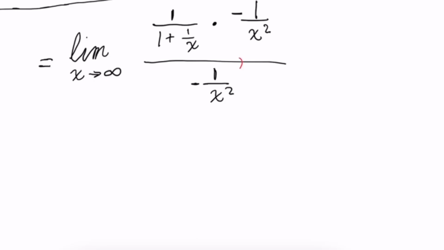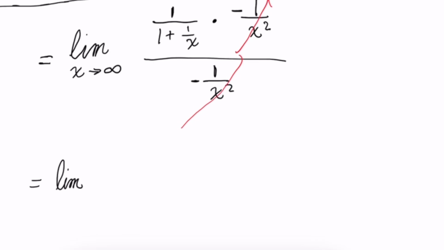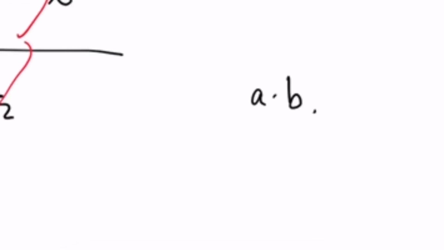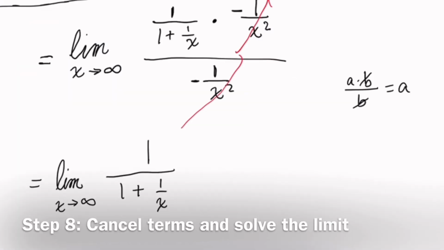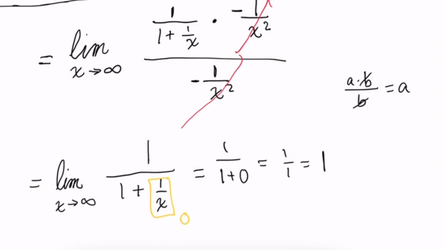Let's do a bit of canceling. That's the logic. That's the problem. If x approaches infinity, this approaches 0. Yay! We definitely solved it. Wow, it equals 1.